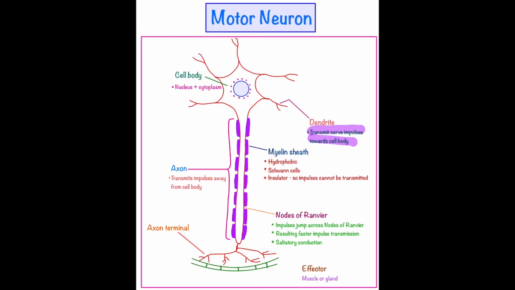Clear? Now, the first thing here we have to learn is about this part. This is called the myelin sheath or myelinated sheath present in the axon part of the motor neuron. So these myelin sheaths are basically made up of lipids. That's the reason they are hydrophobic. 15 to 20 layers of the Schwann cells, which are the lipid cells, are present and making the entire myelin sheath. Right? Now, because they are hydrophobic, they are acting as an insulator.